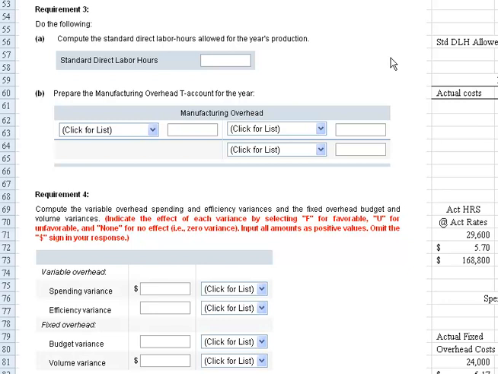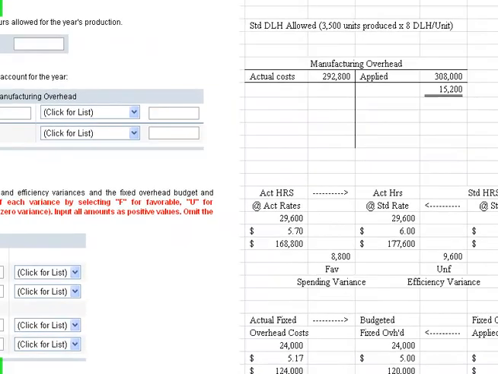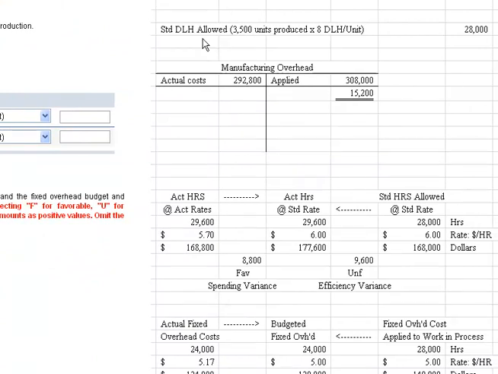Okay, next, to the left of my mouse, we'll tackle requirement 3, which says compute the standard direct labor hours allowed for the year's production, and then prepare the manufacturing overhead T account for the year. Now I'm going to slide to the right and show you how we work those. So for the standard direct labor hours, 3,500 units were produced, and the budgeted or predetermined amount was 8 direct labor hours per unit. So all we need to do is multiply 3,500 times 8, and we come up with 28,000 standard direct labor hours.